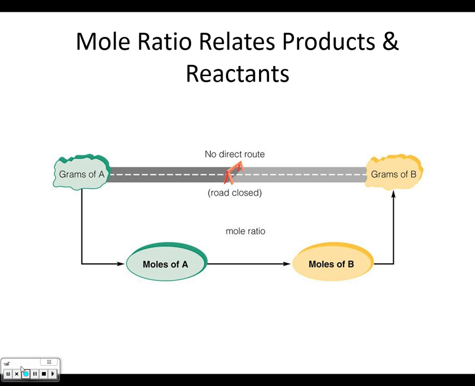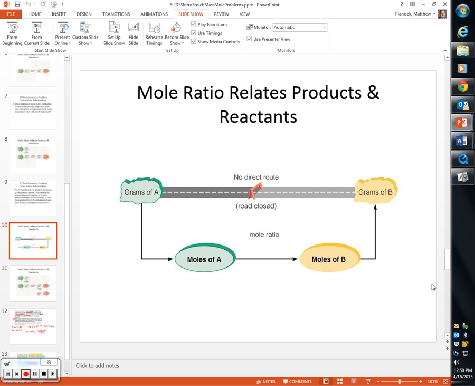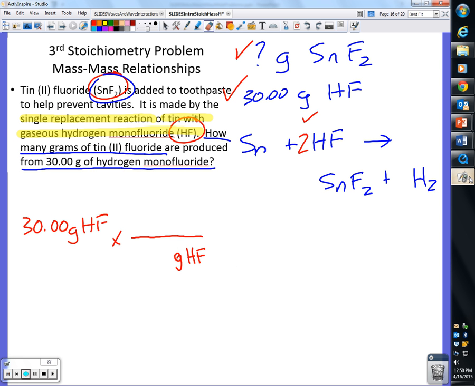All right. So there is no direct road to get from grams of one to grams of the other. But we do have a path that we can follow, a little side road. So let's take that side road, and the first step of the side road is going from grams of A to moles of A. In this case, A is our hydrogen fluoride, what we're starting with. We need to get rid of grams, so that's why that went here.